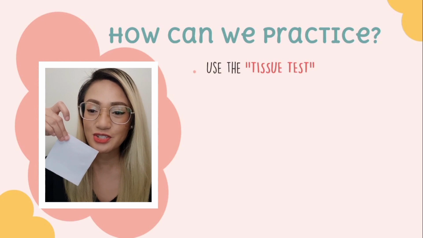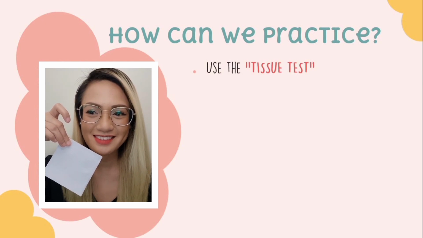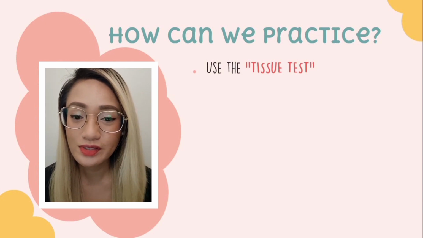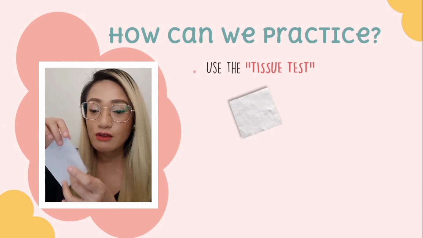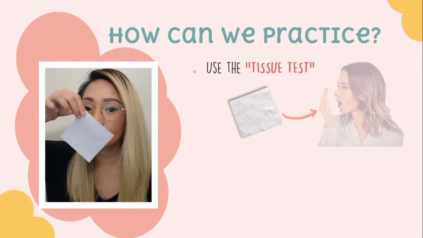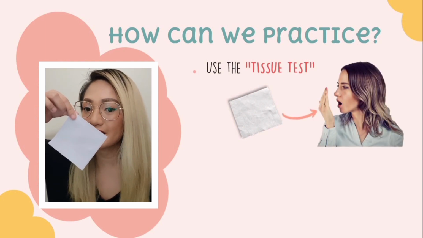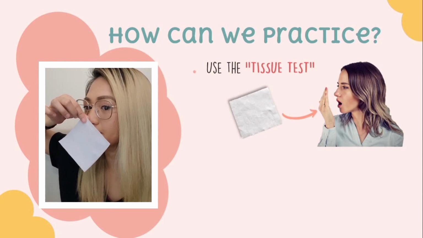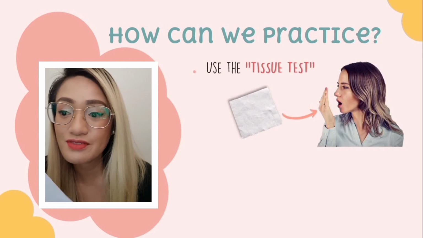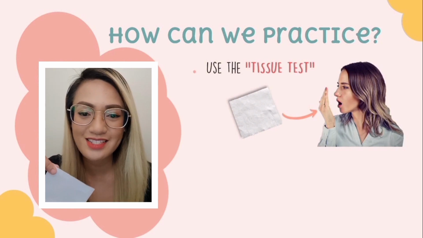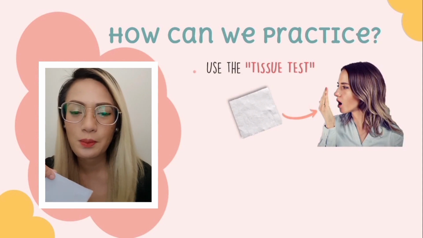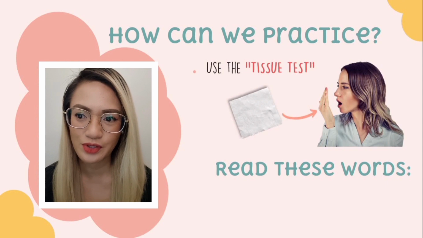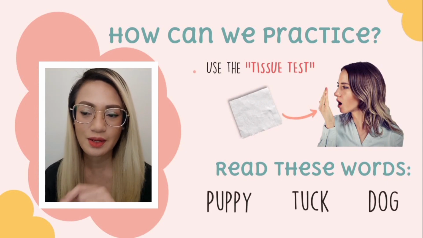A piece of tissue is your best friend for this one. It's what I call the tissue test. Hold a piece of tissue in front of your mouth. Not too close, just like this. Touch your nose. Say the plosive sounds with a pop of air as you say it. The tissue must move. Let's practice these words. We've got here poppy and tuck.